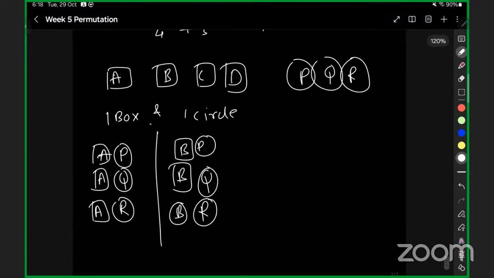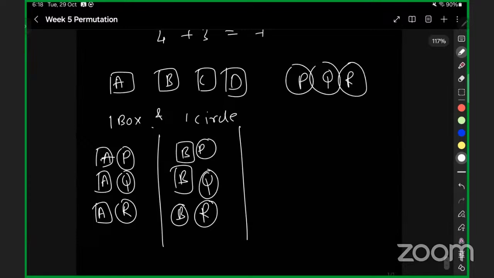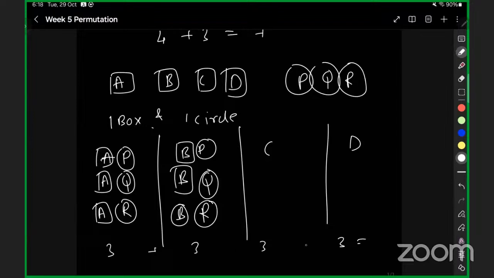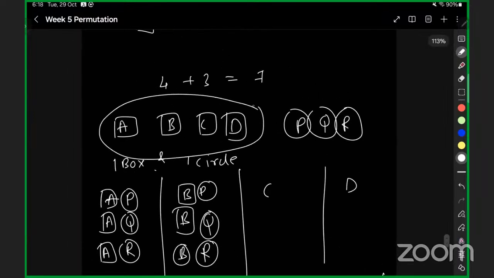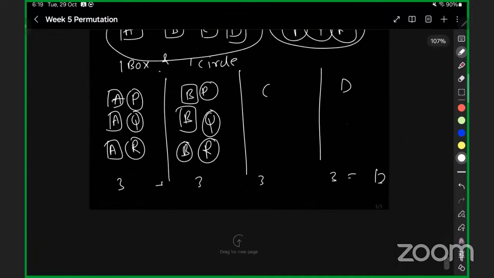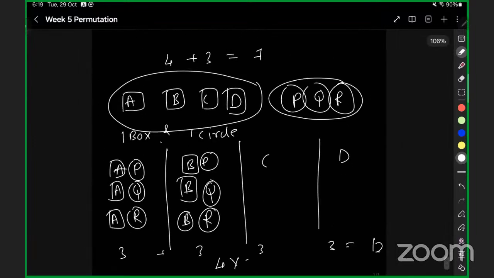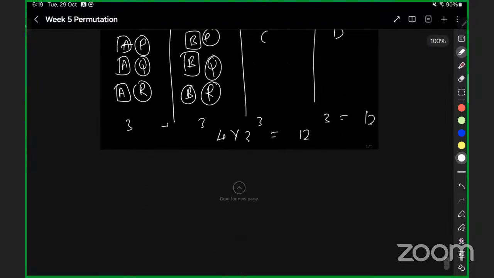Same way you can do for C and D, and you will realize that we had 3 here, 3 here, 3 here, and 3 here, which is 12. So how did I get 12 from this? This 4 into 3, which is also 12. So that's what the multiplication rule is.